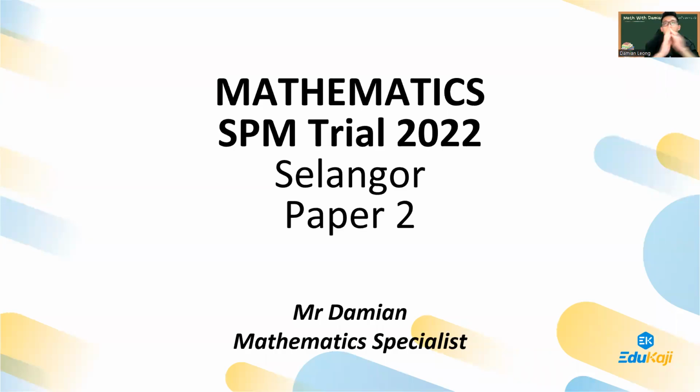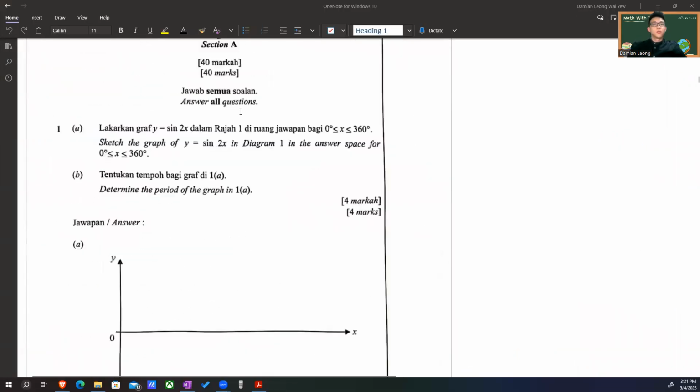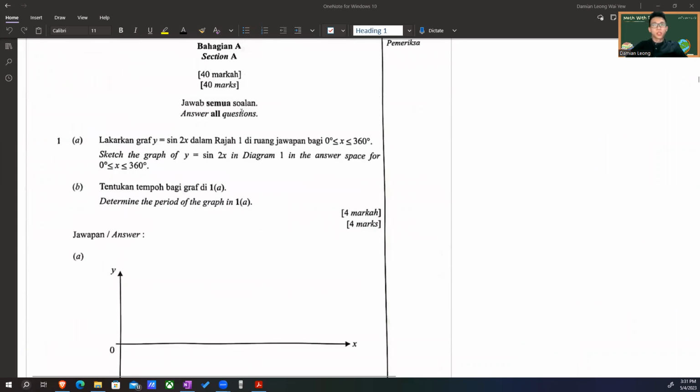Hello, let's look at the SPM Mathematics trial paper for 2022, Selangor paper, paper 2. So let's look at the questions. If we go to the first question in section A, I want to first sketch the graph of y equals sine 2x in the answer space for x between 0 and 360 degrees. Okay, y equals sine 2x.